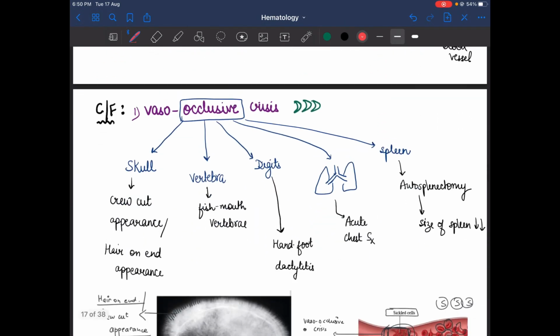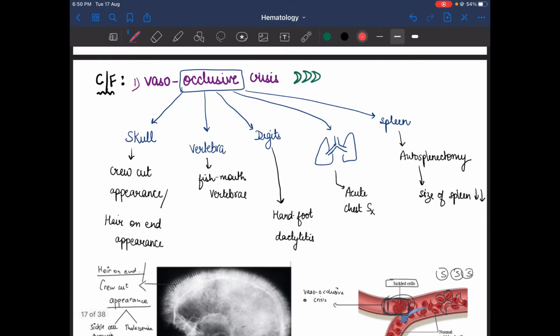So whatever the clinical features present, as the occlusion starts, the first condition is vaso-occlusive crisis. Vaso-occlusive means there is occlusion of the blood vessels, and many RBCs get occluded there. It is seen in the skull, in the vertebra, in the digits, in the lungs, and in the spleen. In the skull we see a crew cut appearance, or we can also say a hair on end appearance.